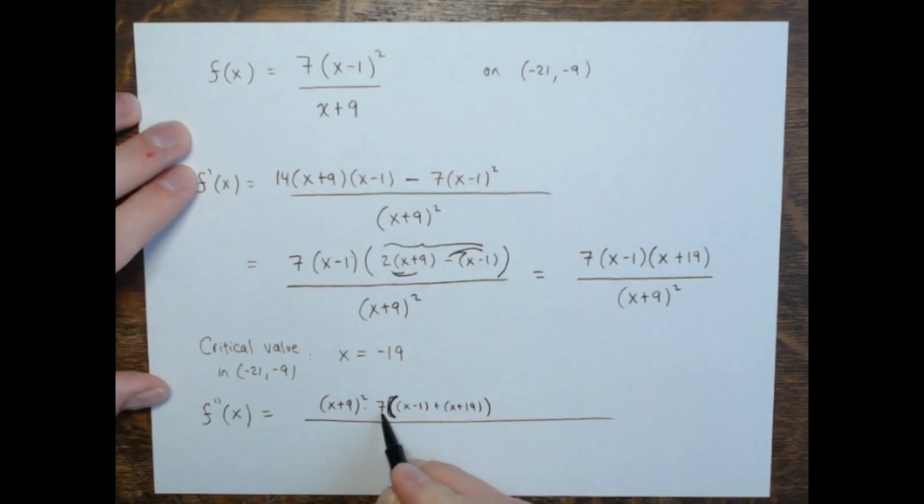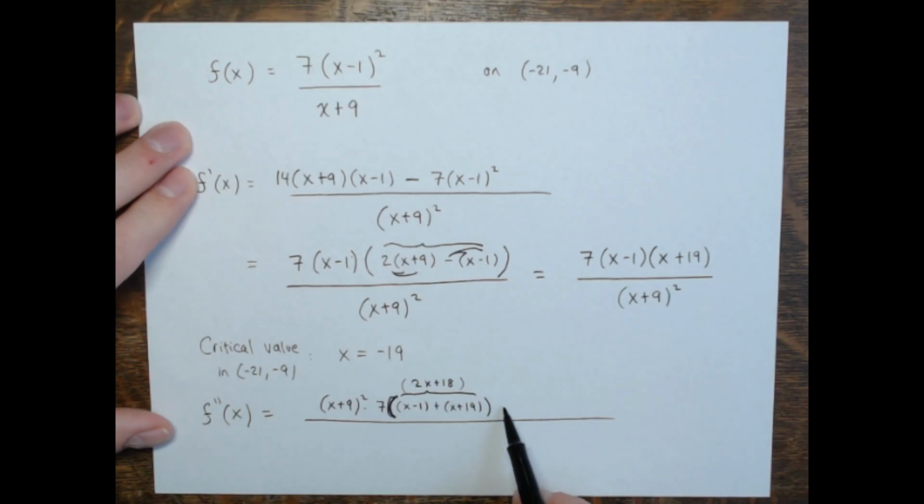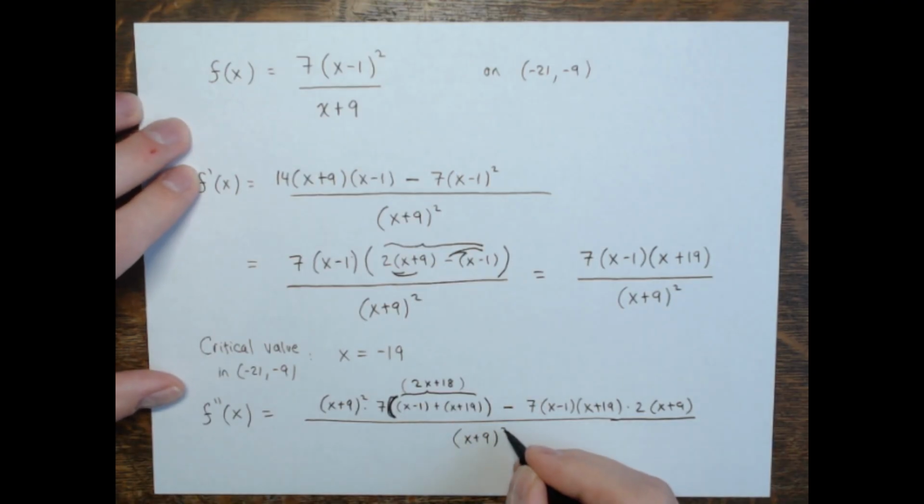Again, the constant multiple of 7 would stay around. So this is actually 2x plus 18. All right. So we'd have 7 times 2x plus 18 for the derivative of the numerator. Then minus the numerator, 7 times x minus 1 times x plus 19, times the derivative of the denominator, which would be 2 times x plus 9. Then all that divided by the denominator squared. So x plus 9 squared squared, now that would be x plus 9 to the fourth.